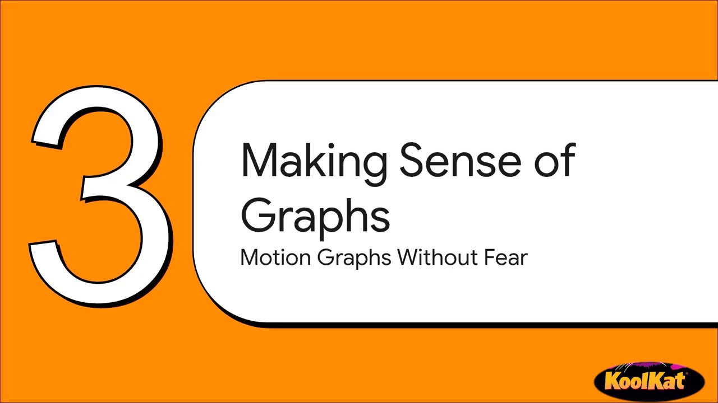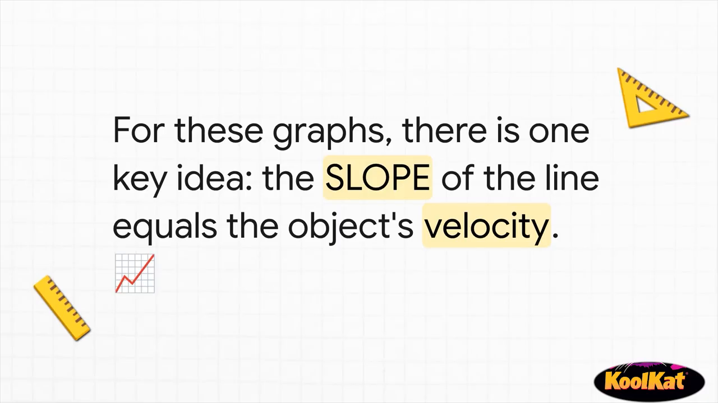Nice. Calculations are one half of the battle. The other half is understanding those motion graphs. Let's break these down so they're just as simple and panic-free. Okay, when you see a position versus time graph, I want you to burn one word into your brain: slope. Seriously, on these graphs, the slope of the line tells you basically everything you need to know. It's all about the slope.